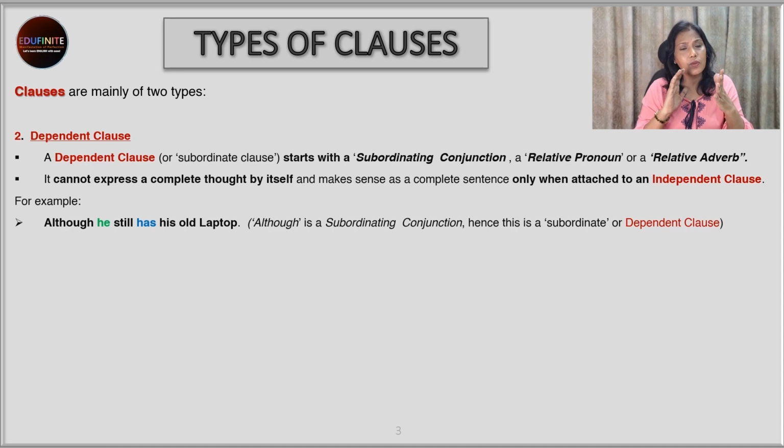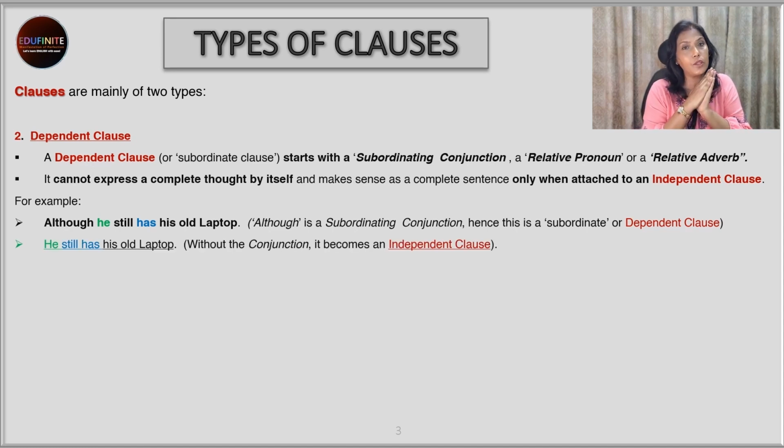Now, next, suppose we remove the word although from it. Then what happens? He still has his old laptop. So this is giving us a complete thought, or it's expressing a complete meaning. So this then becomes an independent clause if we remove that subordinating conjunction, although. But we have to complete that dependent or subordinating clause.